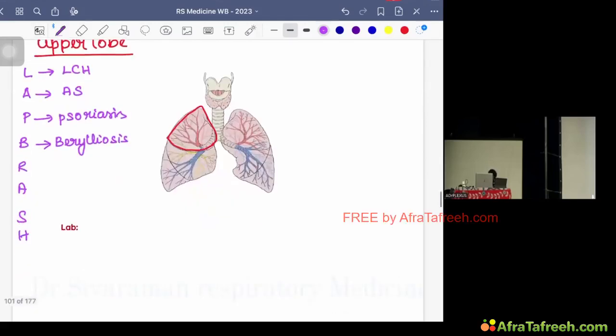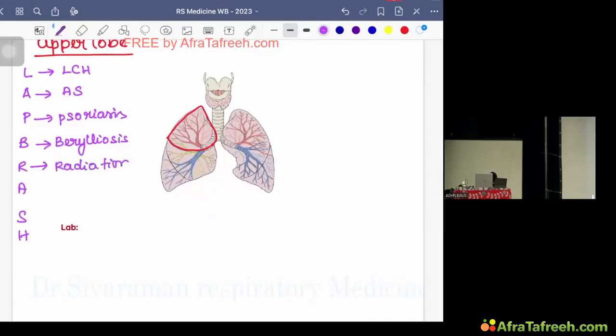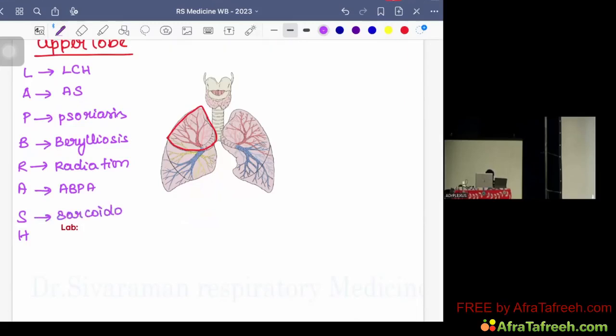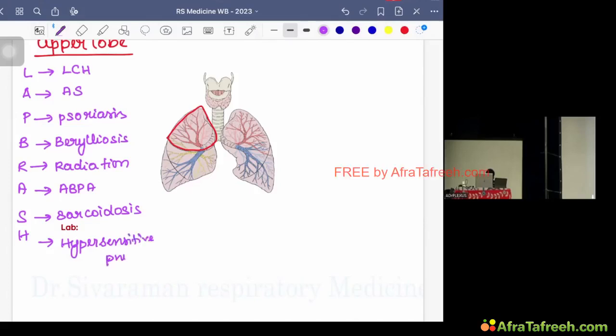Then radiation, then ABPA, then sarcoidosis, then hypersensitivity pneumonitis. These are conditions which are going to predominantly involve the upper lobe.